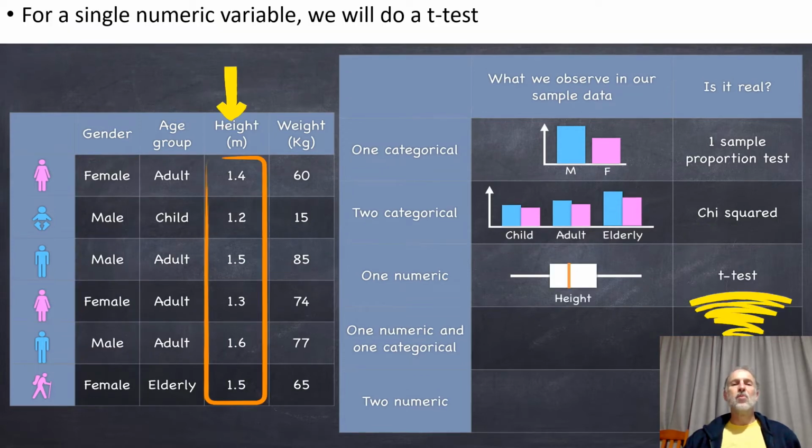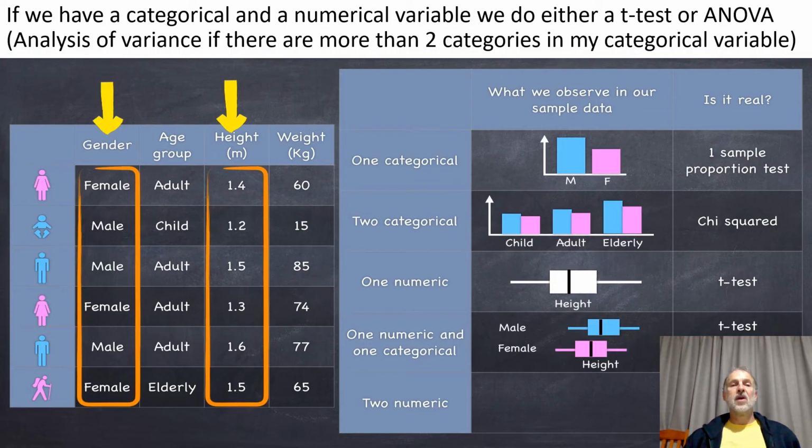For a single numeric variable, like height, we will do a t-test. Look there on the right-hand side, and you will also see a box plot. If we have a categorical and a numerical variable, we do either a t-test or analysis of variance, ANOVA, if there are more than two categories in my categorical variable.